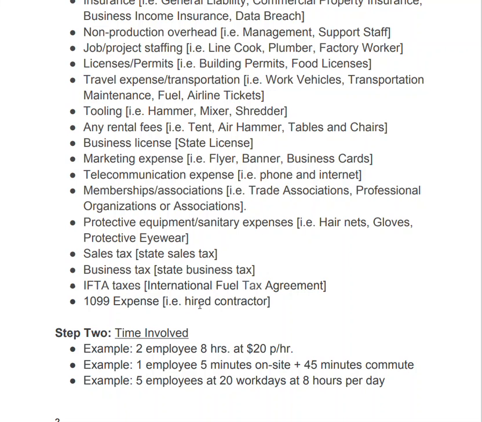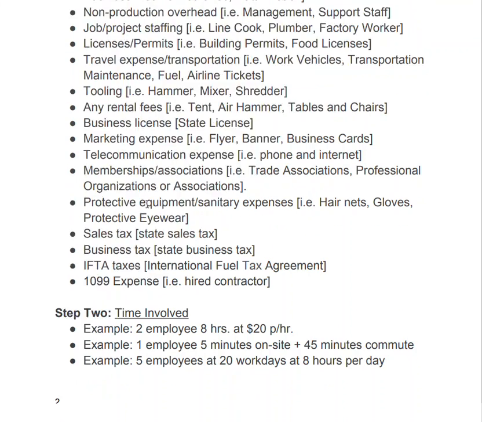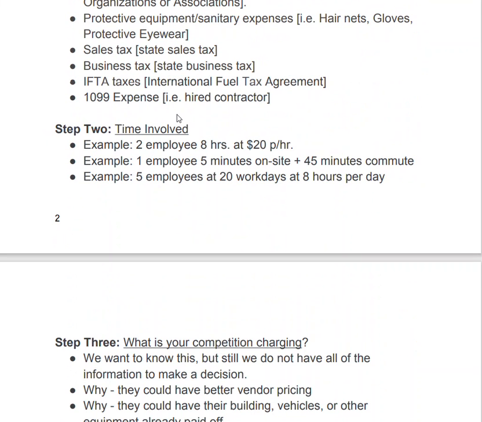1099 expenses. Who am I hiring? I hire a lot of contractors because, again, working out of your home, you can do that. You can now say, hey, wait a minute, I don't have to have a whole building full of people. I can be a one person band and create a massive amount of income for myself. Why? Because my expenses are so darn low. Oh, man. Anyway, step 2, time involved.